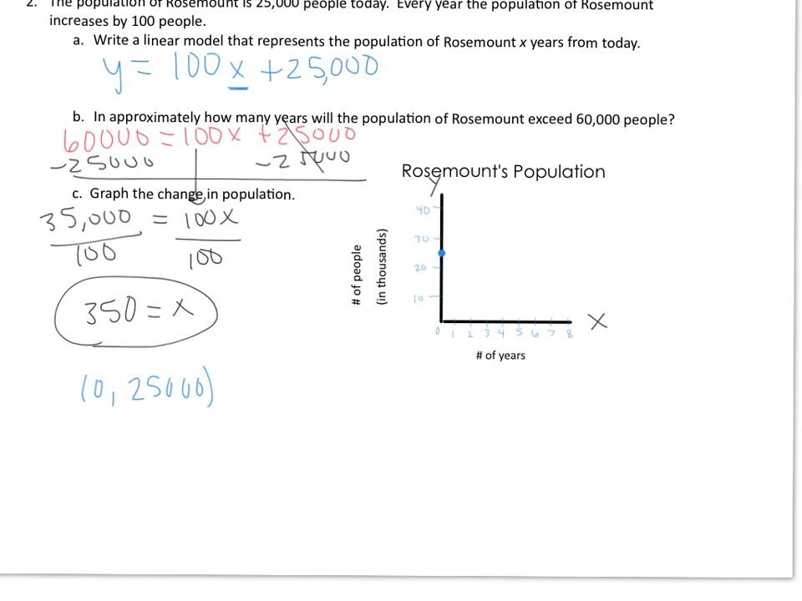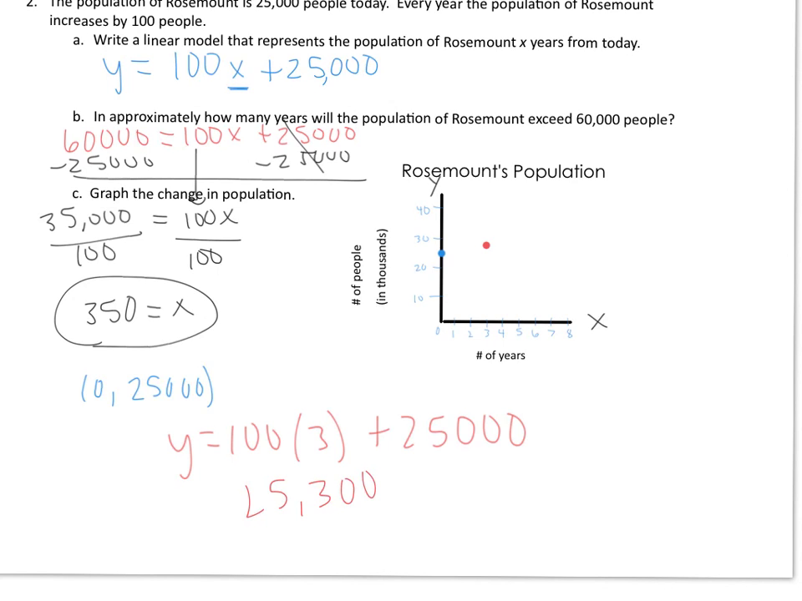So maybe let's plug in, after 3 years, what would be the population? So here I will say y equals 100 times 3 plus 25,000. I'm going to go ahead and plug this into my calculator. And I get 25,300. So again, we're only growing by 100 people a year, so it's not going to look like a huge steady jump up in population. It's not going to look like a huge difference. So after 3 years, still a little bit over 25,000.